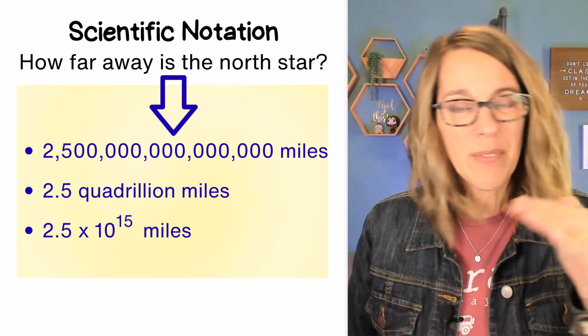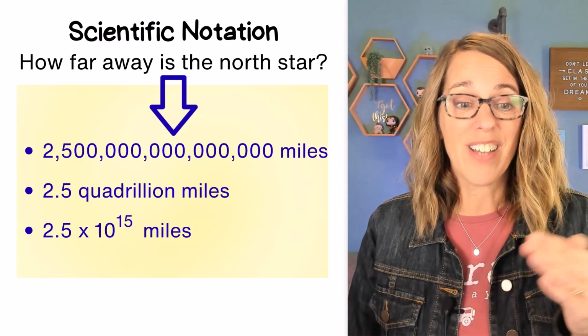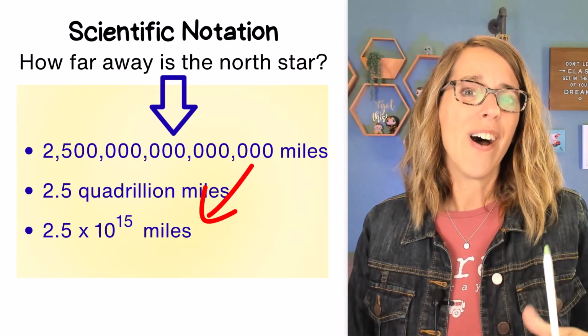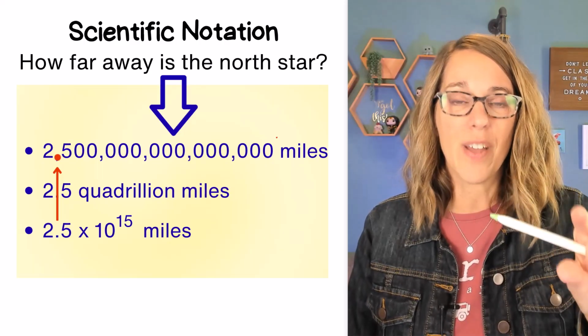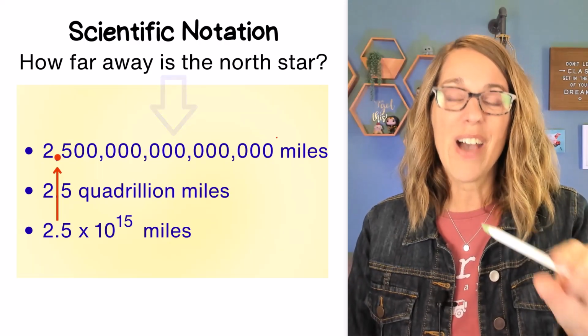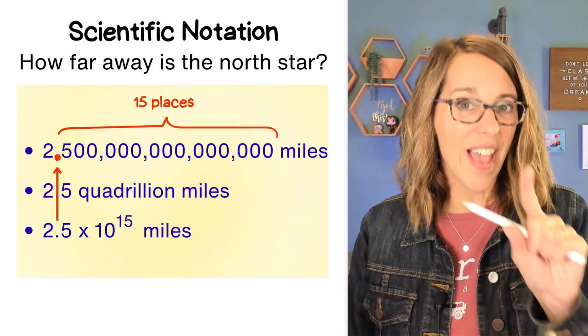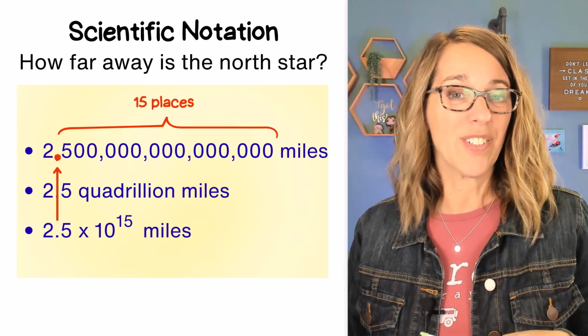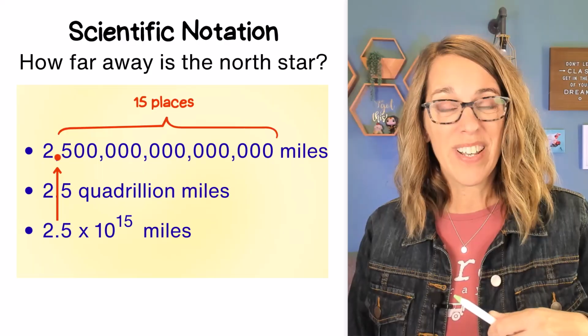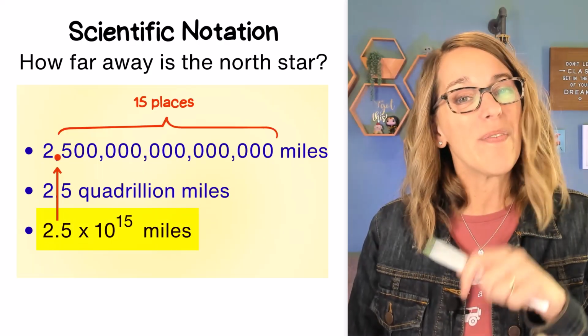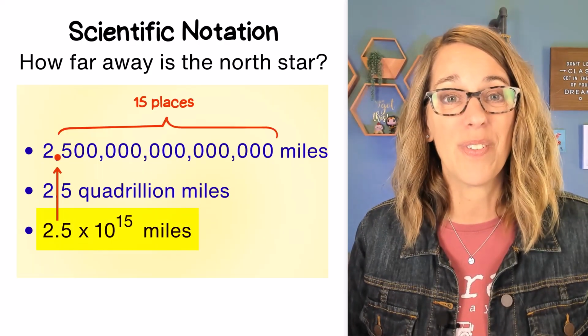To get from that really, really long first number that we saw to scientific notation, all I've got to do is to put my decimal so I've got just one number in front, and then I count the number of places that I have after that first number. And it turns out that I've got 15 places after the number 2. So we write that as 2.5 times 10 to the 15th.